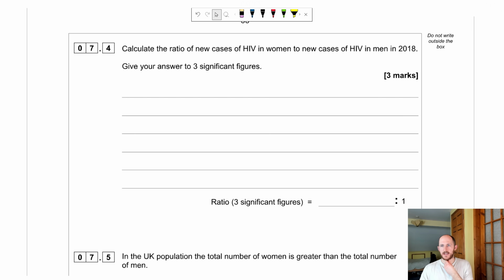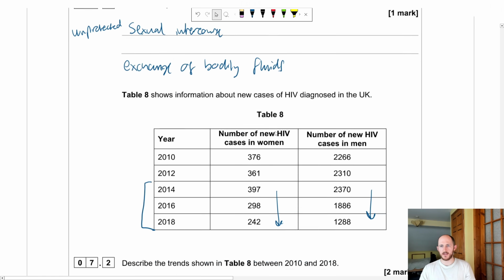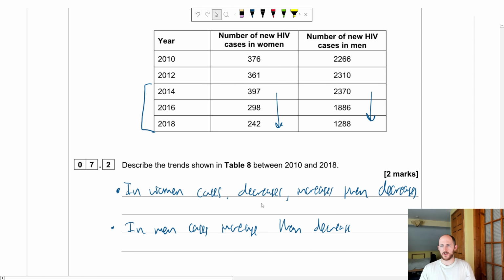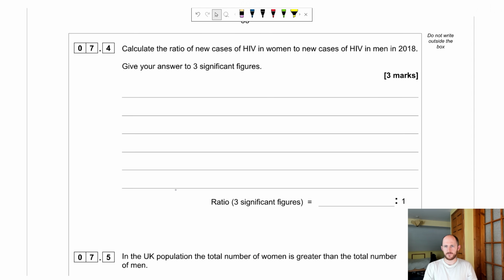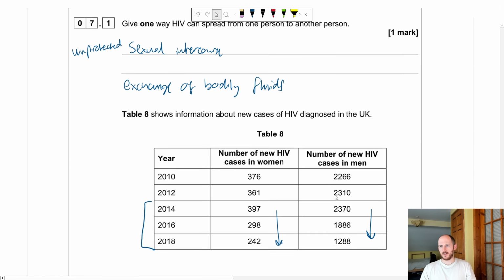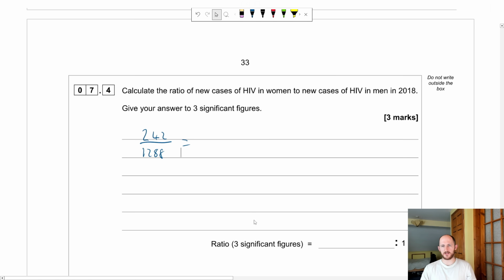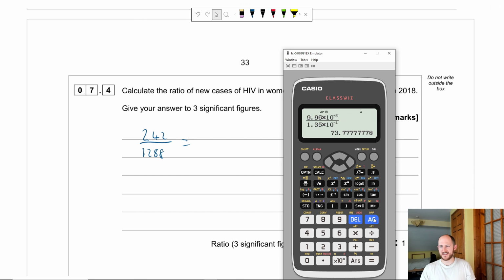Calculate the ratio of new cases in women to new cases in men in 2018. Cool. So what you want to do is take the number of cases in women divided by the number of cases in men. So in 2018, right? So 242 over 1288. It's interesting how much bigger the number of cases in men are than women. I mean, you'd think it'd be roughly even considering... Yeah, who knows. Anyways, so go through that, divide it, and you're done.